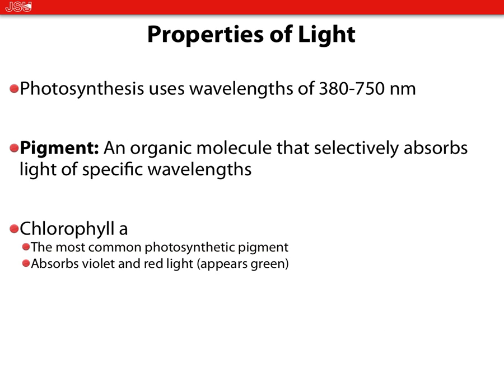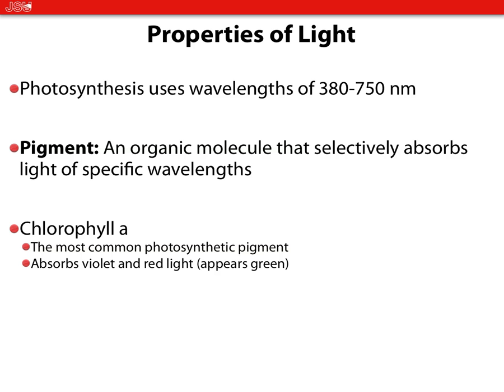What's a pigment? A pigment is just something that absorbs light at a specific wavelength. This is going to absorb specific wavelengths of light. An example of a pigment is chlorophyll A. That's going to absorb specific wavelengths of light.